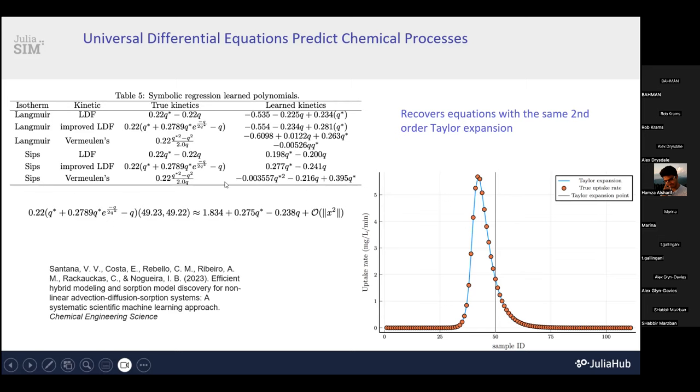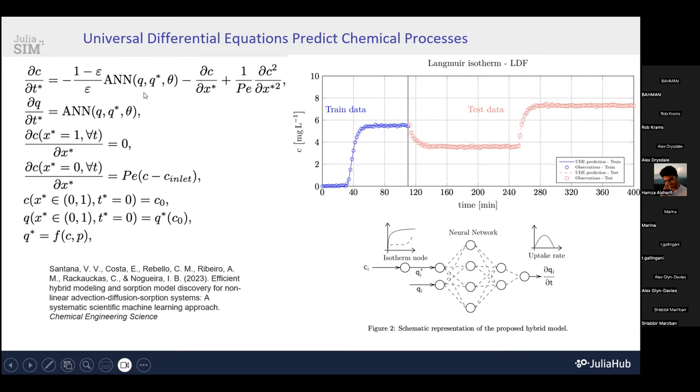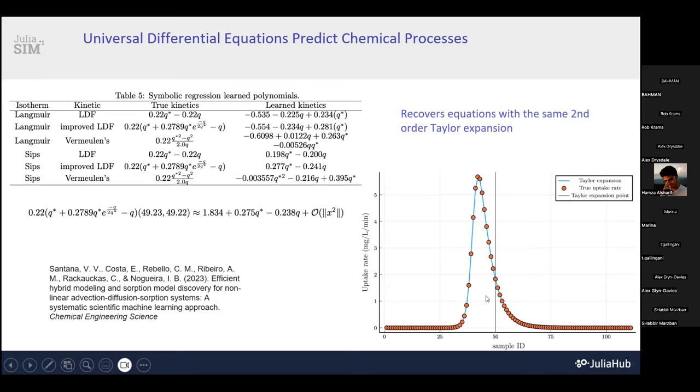Part of that is actually due to the symbolic regression. The symbolic regression might not even represent some of these forms that it's looking for. But one of the things that's interesting is that if you do a second order Taylor series expansion of the true kinetic equations and the learned kinetics, you'll see that they're pretty much spot on, right? So what this is saying is that for the data that we've been given, we might not necessarily be able to recover exactly the same form of the equation that goes here, but we can recover something that matches the behavior of that function.